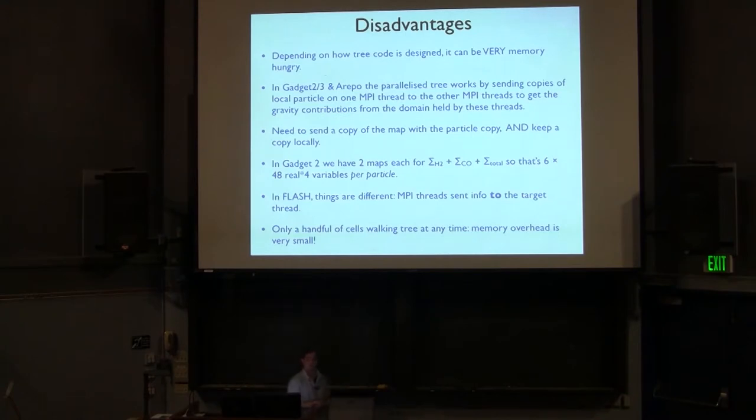You don't have the tree sending information to the node in question, so they don't have a very high memory overhead there at all, which is good because Flash has quite a high memory overhead in general, so they're trying to keep that small. Okay, so that's a few disadvantages.